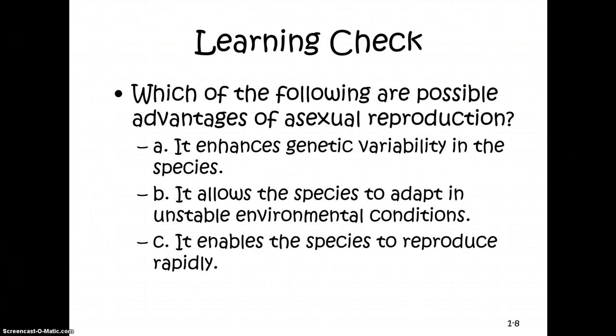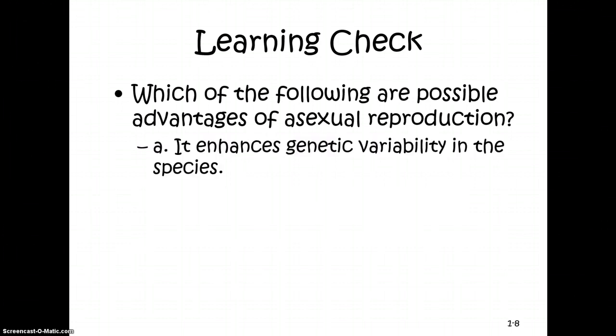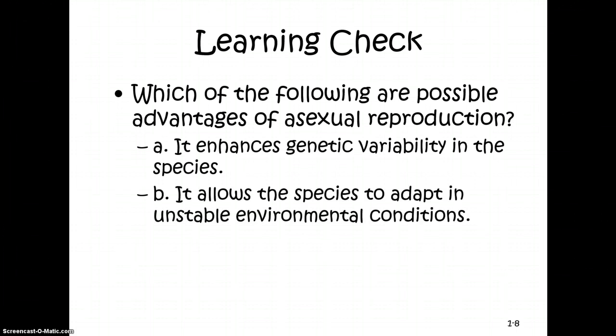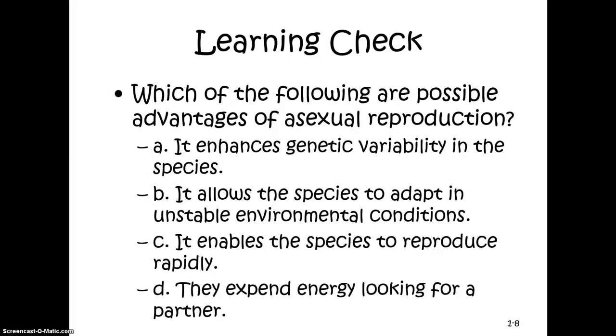Okay, which of the following are possible advantages of asexual reproduction? A, it enhances genetic variability in the species. B, it allows the species to adapt in unstable environmental conditions. C, it enables the species to reproduce rapidly. Or D, they expend energy looking for a partner. Okay, the correct answer here is C.